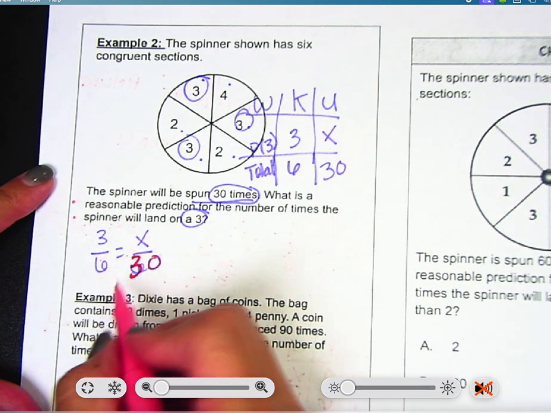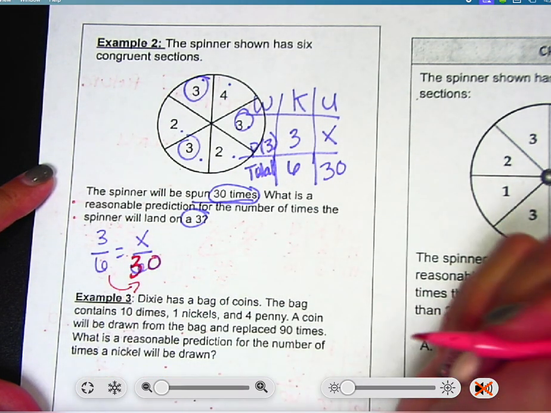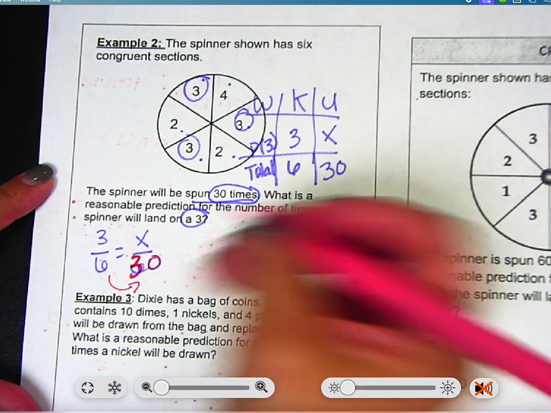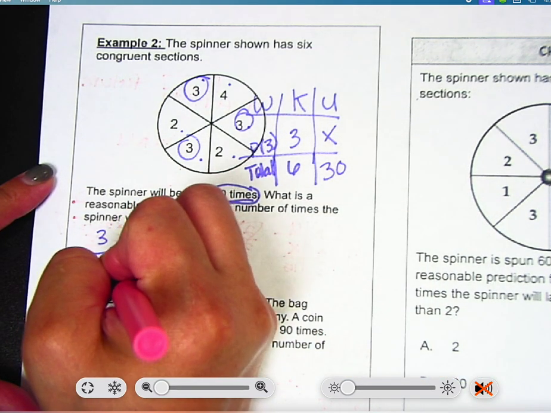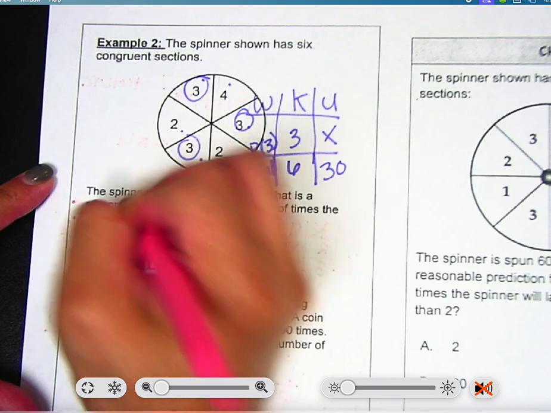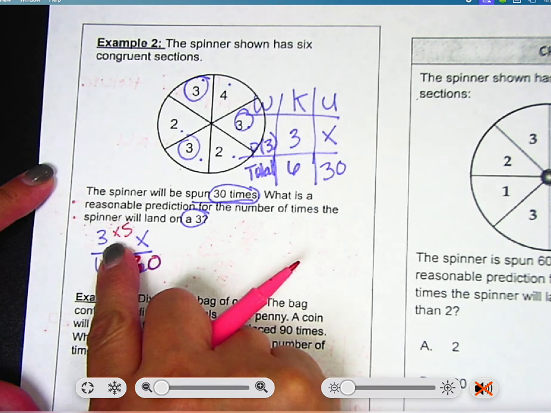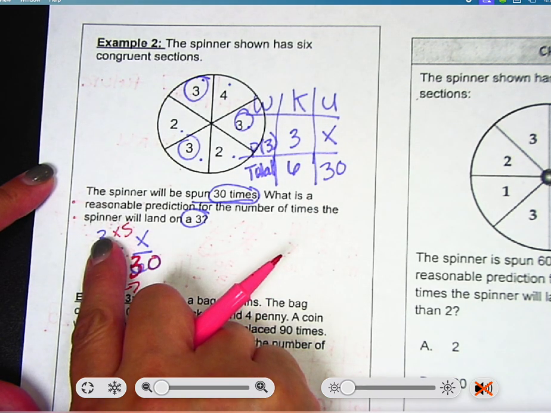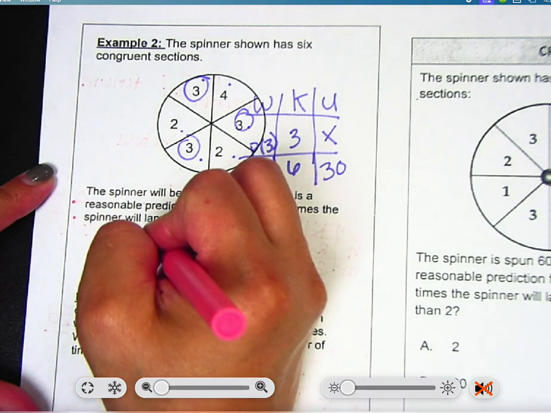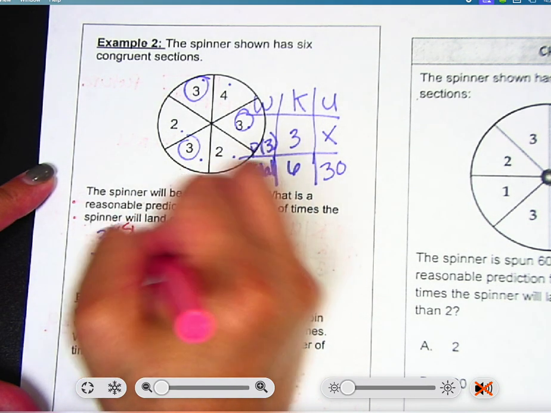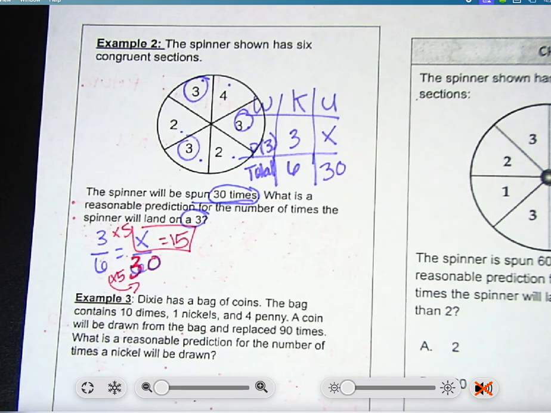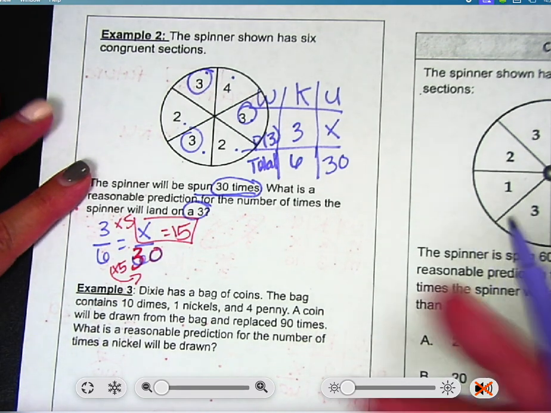Okay, I know that 6 times 5 gives me 30. So I'm going to put times 5. What I do to the bottom, I do to the top. So 3 times 5 is going to be 15. So my prediction is going to be 15. Okay, now I'm going to help you set up the next example, and you're going to solve on your own.